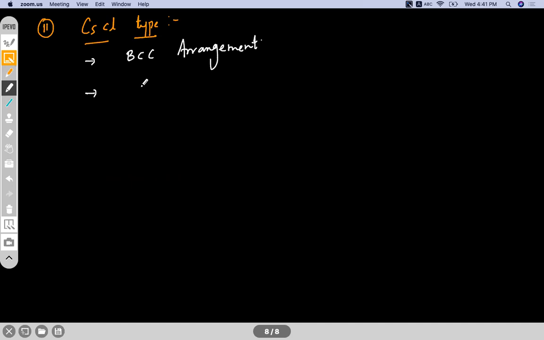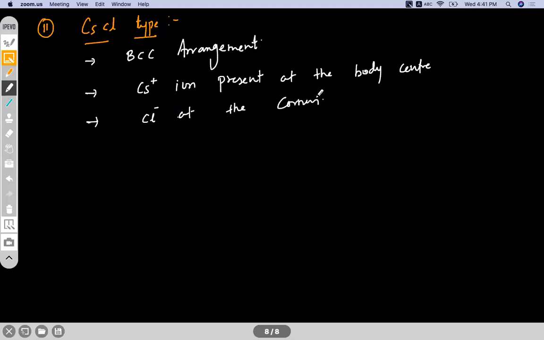In this, the Cs plus ion is present at the body center and Cl minus at the corners. Okay. Coordination number for each ion, write down: the coordination number for each ion is 8. Hence, it is called an 8:8 arrangement. The number of Cs plus and Cl minus, if you count, it is 1 each.